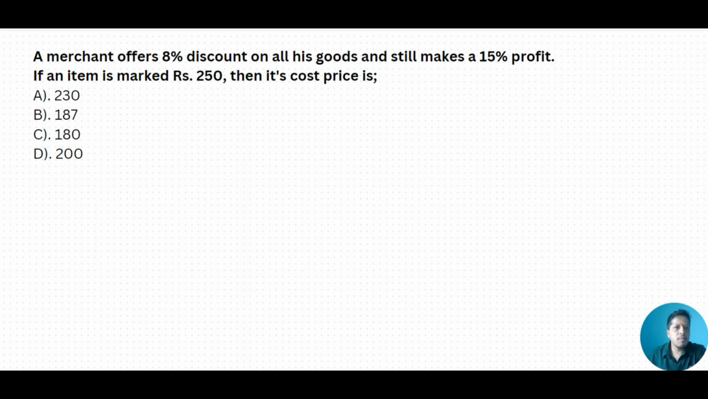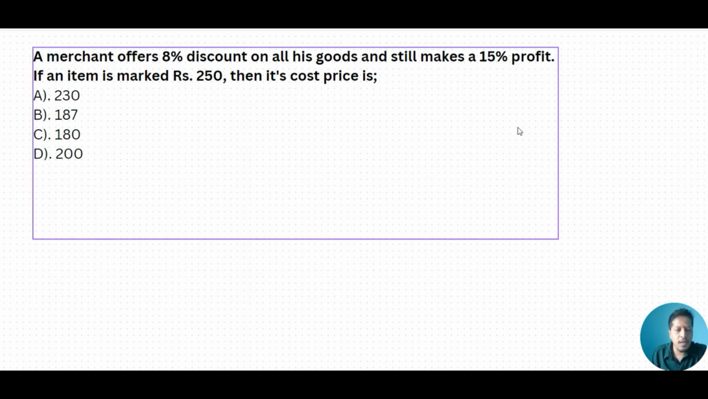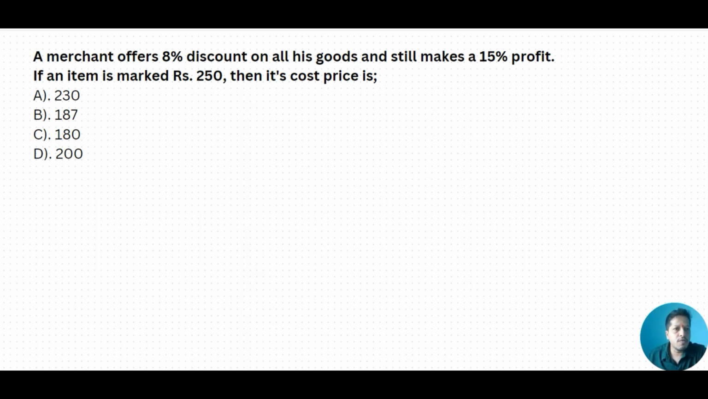Okay, let us look at this question. A merchant offers 8% discount on all his goods and still makes 15% profit. If an item is marked rupees 250, then its cost price is? See here, the merchant offers 8% discount on all his products. That means every time someone pays, they will only be paying 92% of the cost. So any sales price should be equal to only 92% of the mark price, correct?